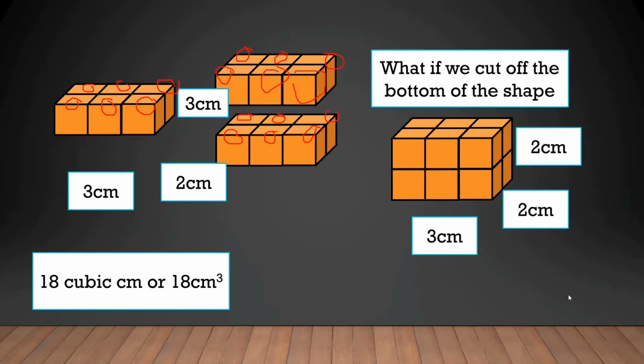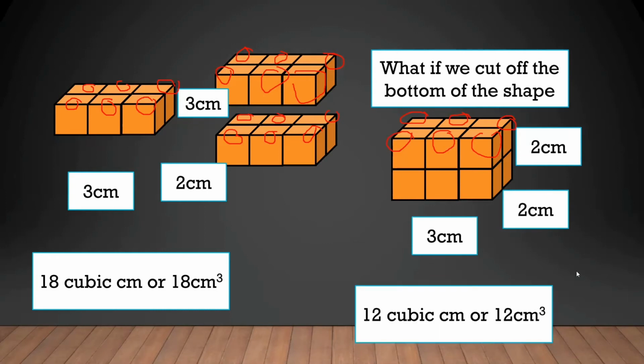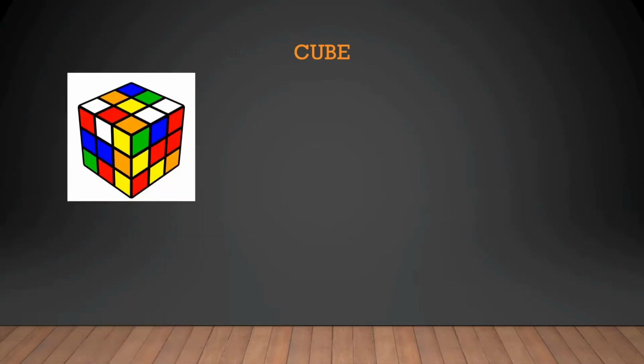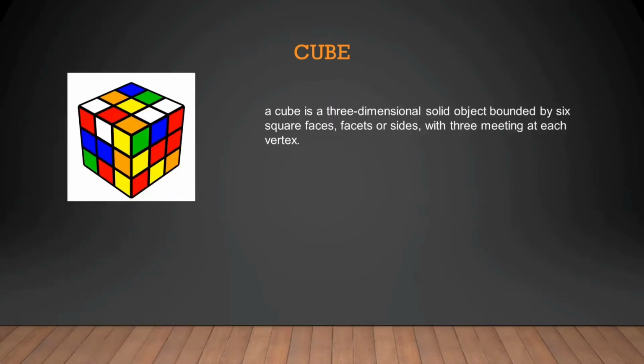So, to find the volume, bibilangin ulit natin siya. So, 1, 2, 3, 4, 5, 6, and then yung bottom natin is also 6. So, therefore, volume is 12 cubic centimeter. Now, let's proceed to cube. Ito na yung shape natin na cube. So, pag sinabi natin cube, para siyang square.